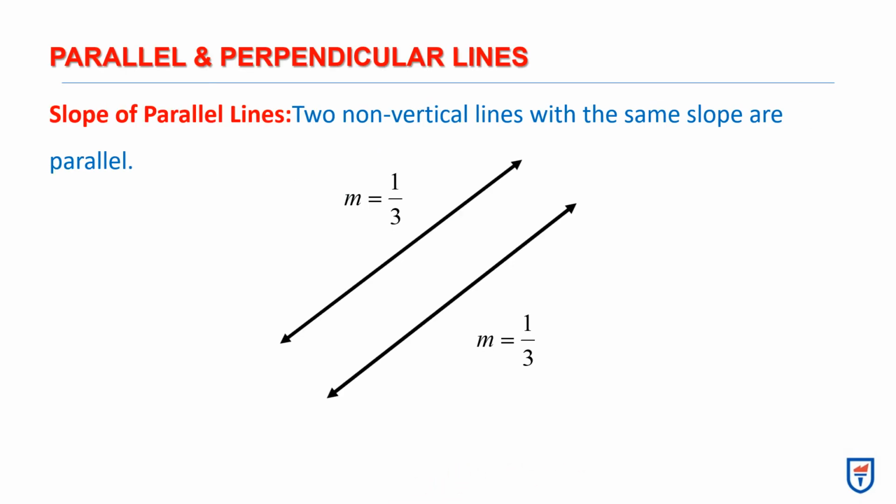Now we're looking at parallel and perpendicular lines. Parallel lines are lines that run along each other with equal distance between them at each and every point. If we check these two lines, they run along each other with an equal distance between them at every point, and their slopes are the same because they are parallel to each other. So two non-vertical lines with the same slope are parallel.